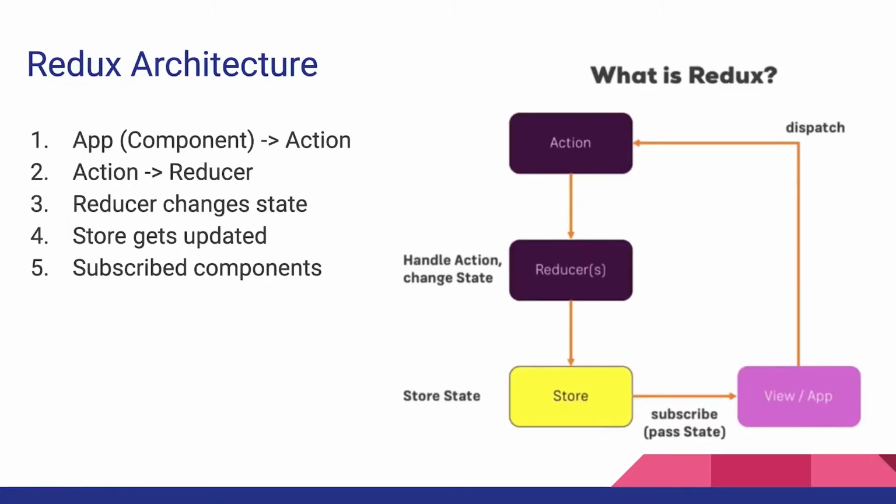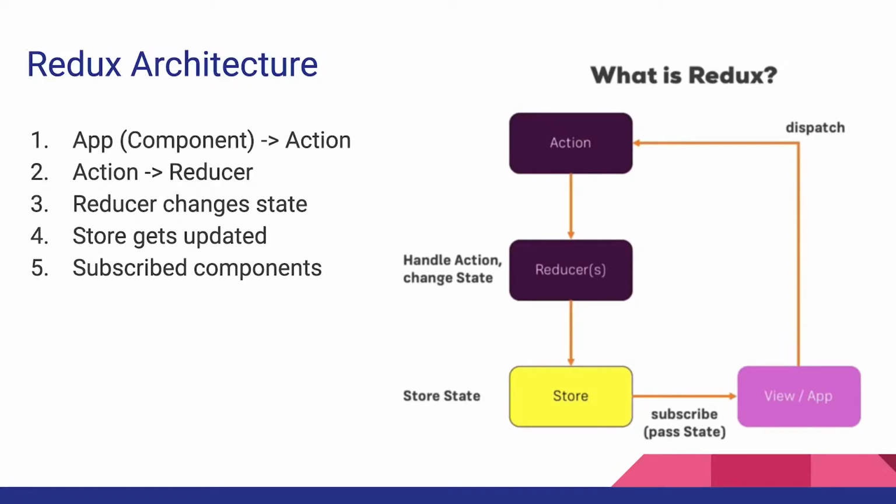When looking at Redux's architecture, there are four main components. There's the view or app, actions, reducers, and a singular store. The reducer is where Redux gets its name, reducer to Redux, because the reducer is where the actual state changing happens.